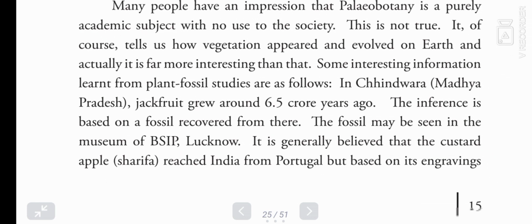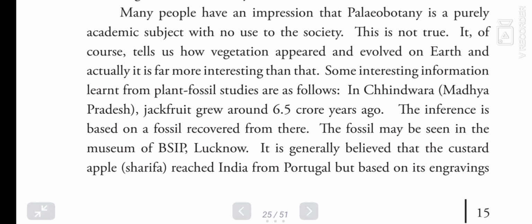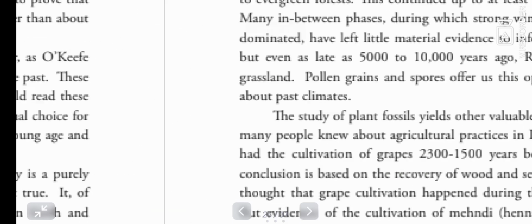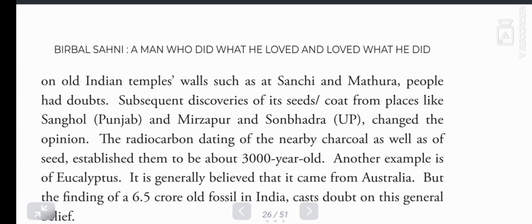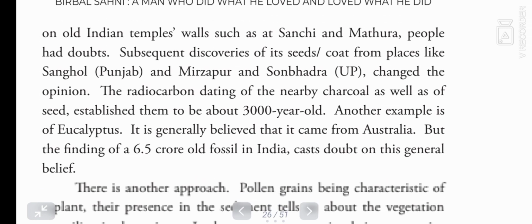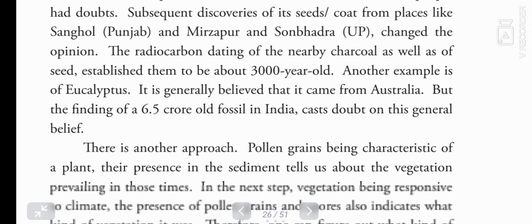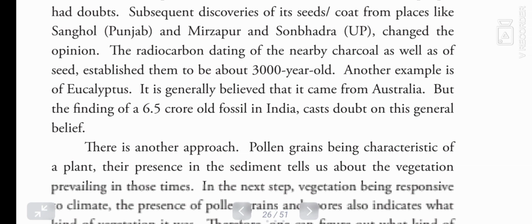It is generally believed that the custard apple, Sharifa, reached India from Portugal, but based on its engravings on old Indian temple walls, such as at Sanchi and Mathura, people had doubts. Subsequent discoveries of its seeds from places like Sanghol in Punjab, Mirzapur, and Sonbhadra in UP changed the opinion. The radiocarbon dating of the nearby charcoal as well as the seeds established them to be about 3000 years old.